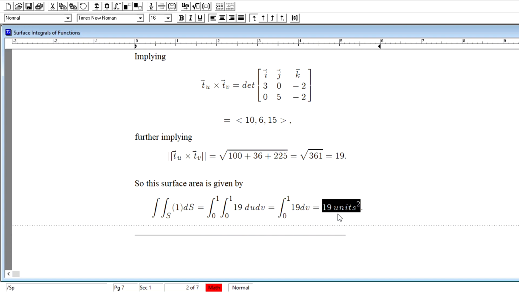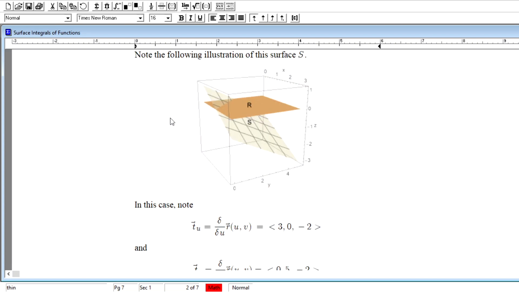So the area of that planar surface given above is 19 units squared. And that could likely be determined if you were just to calculate the measurements for these side lengths of the surface S in three-dimensional space. Right? If we take note of the rectangular region R over which S is defined, that is 5 units by 3 units, that's 15 square units.